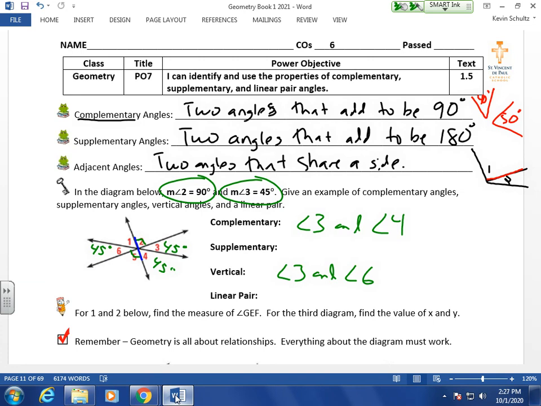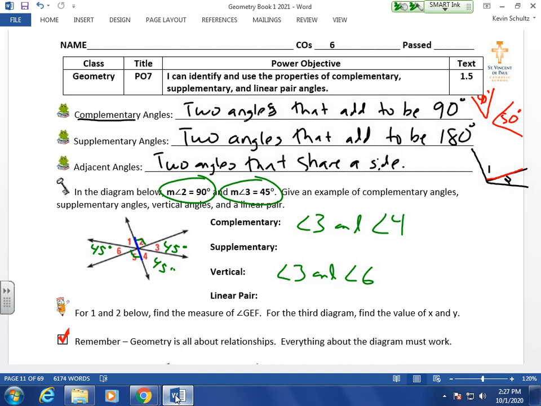We still need supplementary angles and a linear pair. Which one should we do? I'll go linear pair, angle 3 and angle 1, I think. So a linear pair, the definition of that is two angles that add to be 180 degrees. Two angles that add to be 180 degrees, and, I left this part off, and make a line, right?